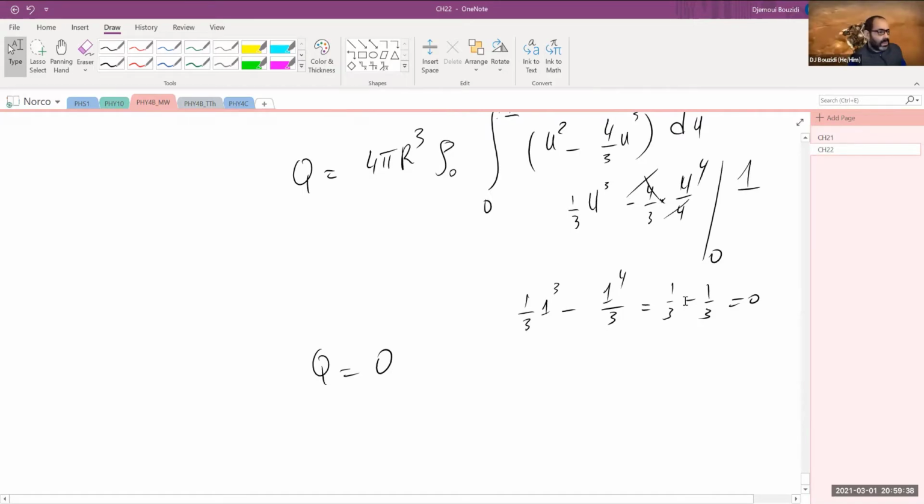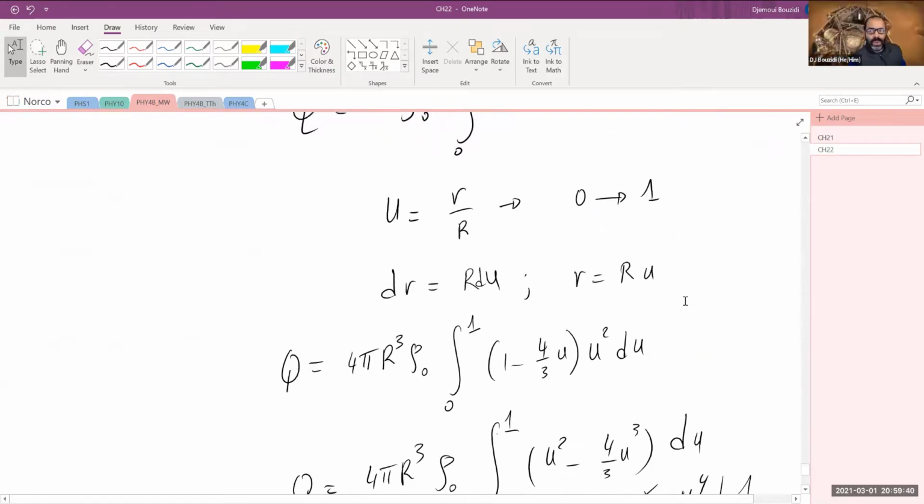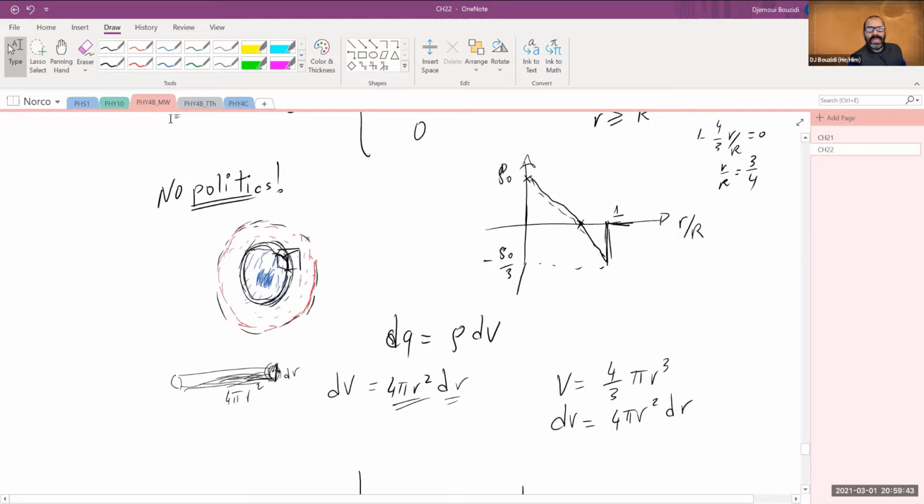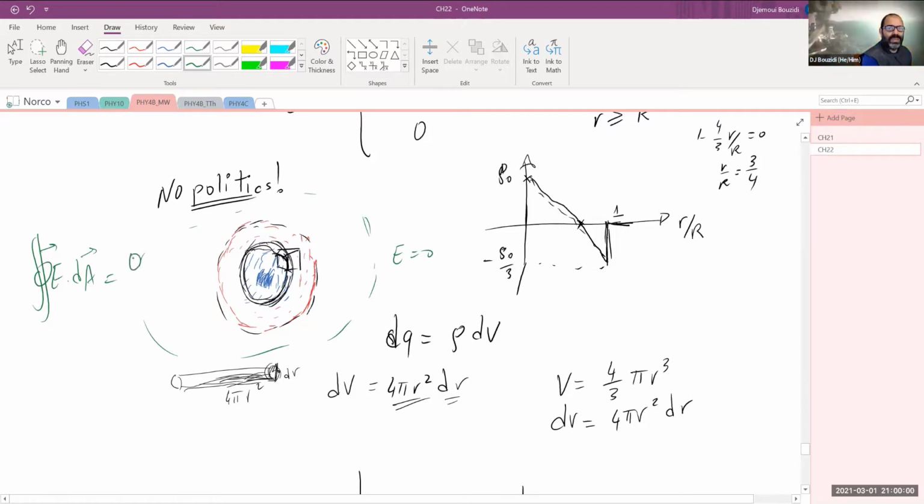So Q is 0. So Q enclosed is 0. If somebody asks you what's the electric field outside, the electric field outside is going to be 0. Why? Because if I take any Gaussian surface out here and wonder what is the integral of E dA over that Gaussian surface, this must be the charge enclosed, which is found to be 0, divided by epsilon naught. So E outside is exactly 0.